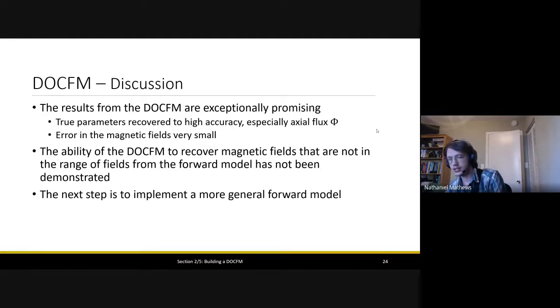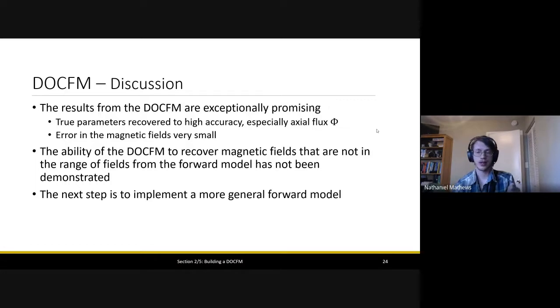The main issue that I would point out here, if I was just a third party looking at these results, is that we've demonstrated that we can recover a version of the model that we're using to do the recovery, right? We're saying that here's the forward model that we're using for the first part of this inversion framework that's parameterized, and we can recover a specific instance of that with given parameters. We have not shown that we can generalize this to magnetic fields that did not come from that model.